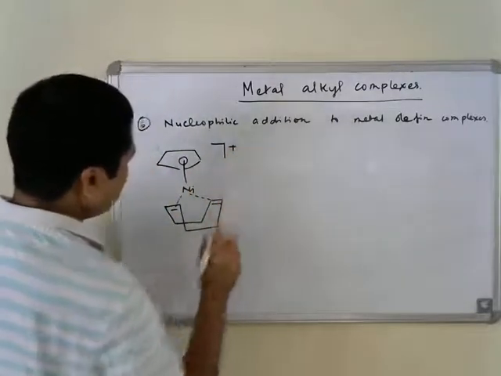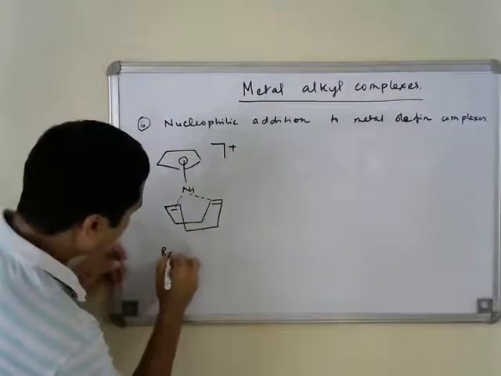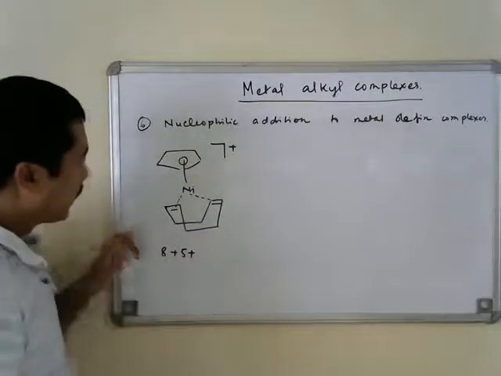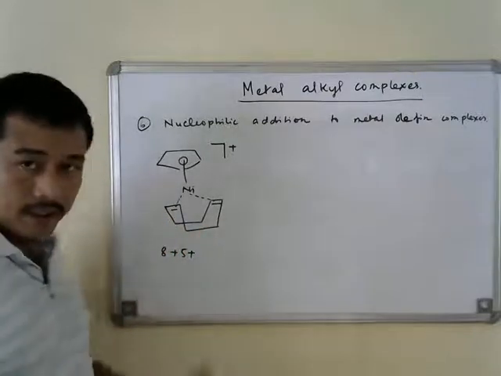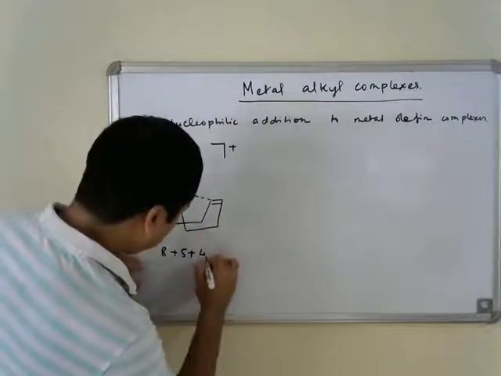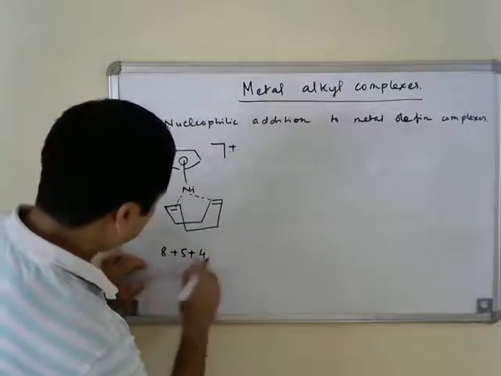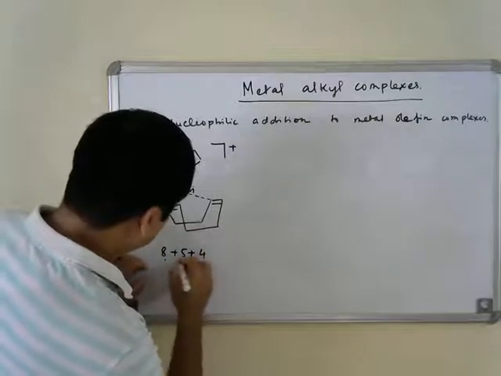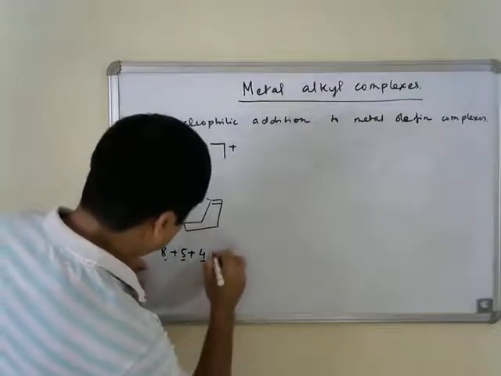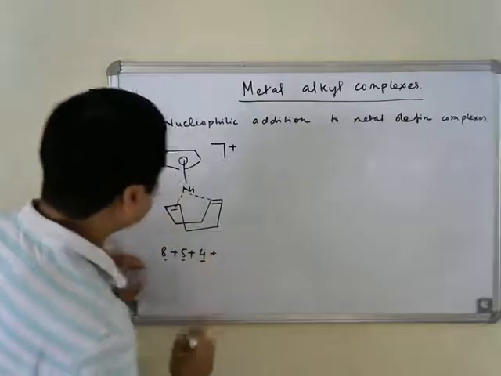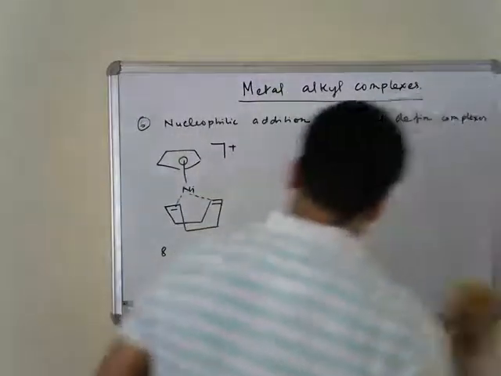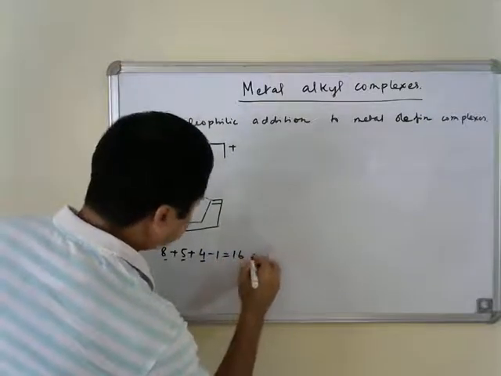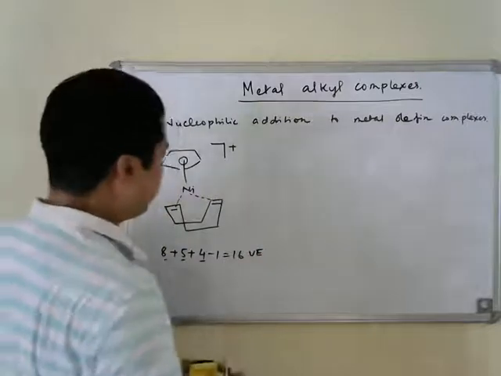and it is positively charged because 8 electrons from nickel here, 5 electrons from Cp, and because it is a diene ligand, it is a 4 electron donor, and so then we have to deduct one electron because of the positive charge here, and what we get is a 16 valence electron species over here.